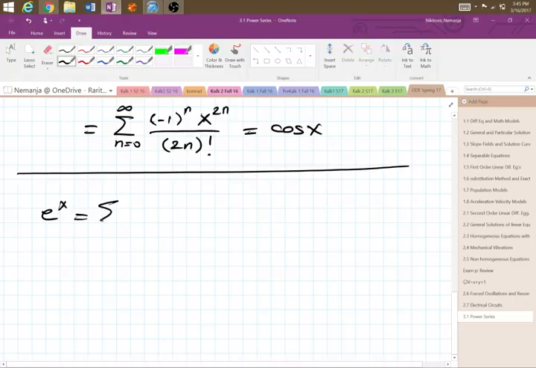So we have the power series, n starts at 0, goes to infinity, of x to the n divided by n factorial.